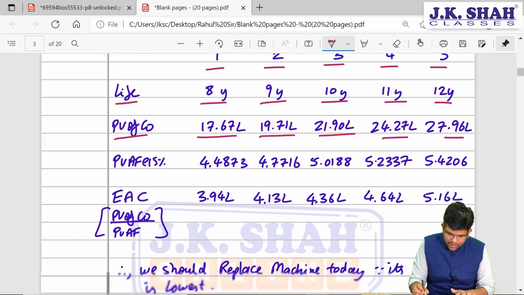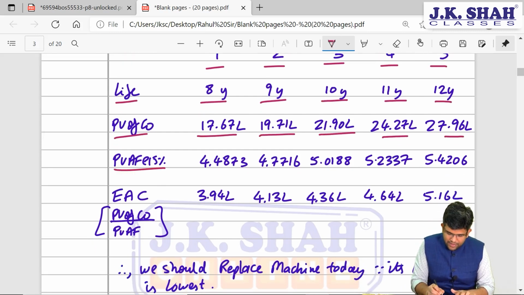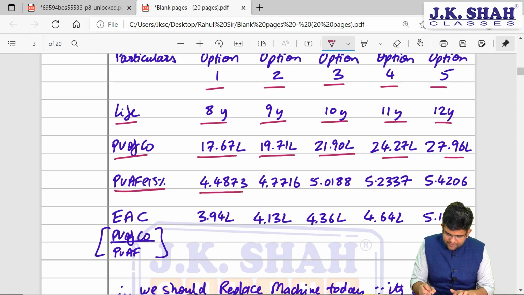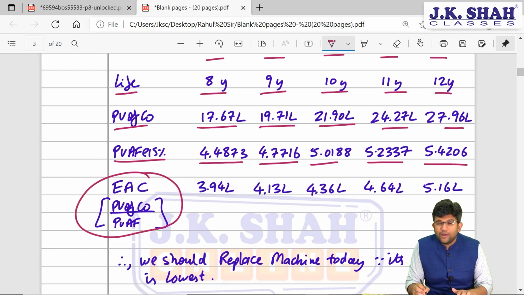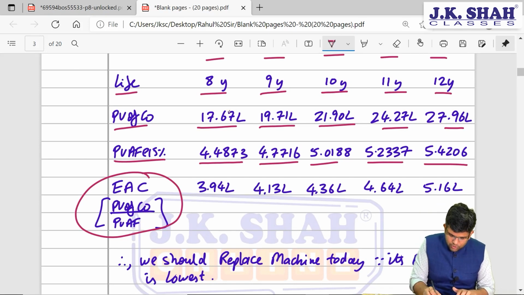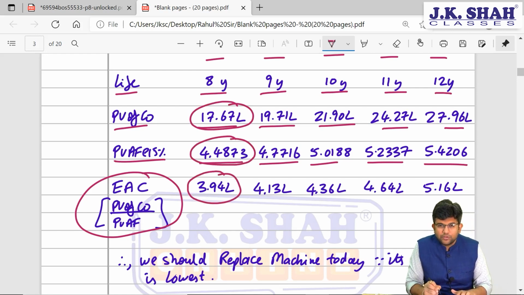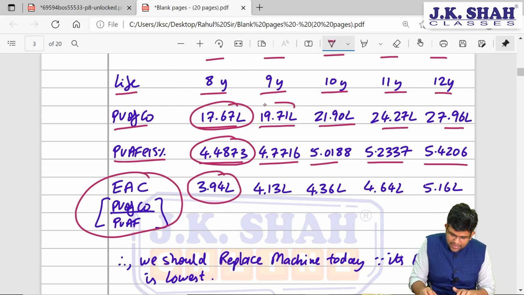For each option, I divide by the PVAF of 15%, 8 years, 15%, 9 years, 15%, 10 years, 15%, 11 years, 15%, 12 years. What I get is the equated annualized cost. Everyone clear? Equated annualized cost. So 17.67 divided by 4.4873. The equated annualized cost comes to 3.94 lakhs.